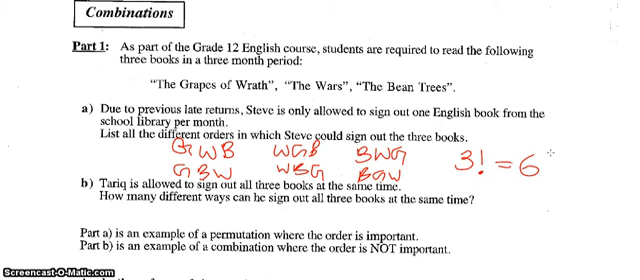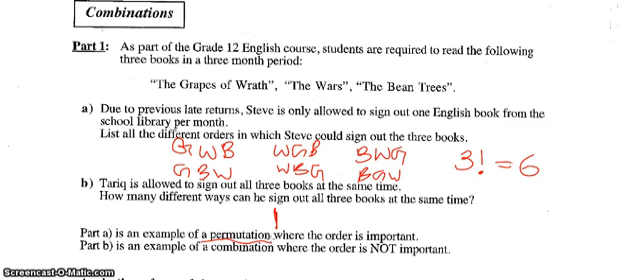Now look at part B. Another student is allowed to sign out all 3 books at the same time. How many different ways can he sign out all 3 books? Well, there's only one way, which is all 3 books, because for this question the order doesn't matter. So part A is an example of a permutation question, which you have been working on from lesson 1 to 4, in which the order is important. A different order, a different arrangement, is considered a different permutation, and you count them separately.